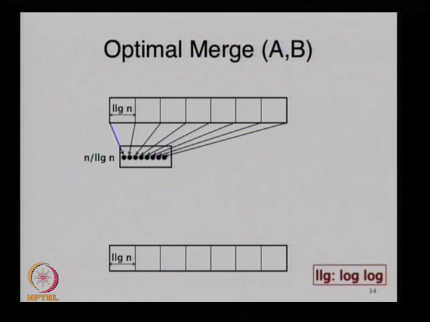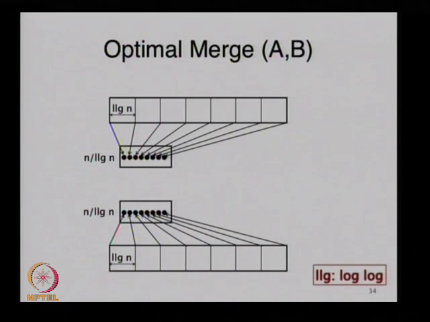From one list, and similarly one element from each block from the other list. And now we've got a smaller set, and we are going to merge these two using the previous algorithm, whatever it was. The previous algorithm was fast, but didn't give you the best work, which is linear.